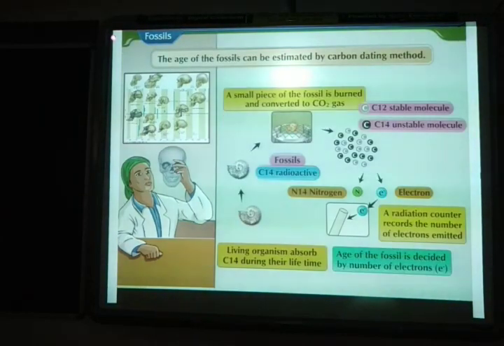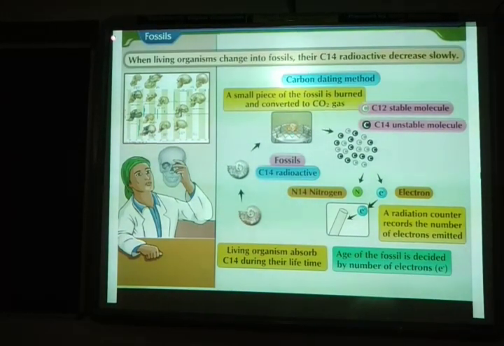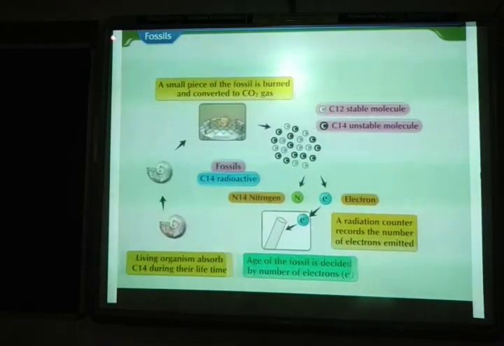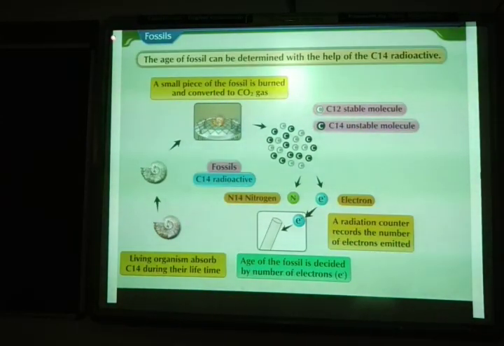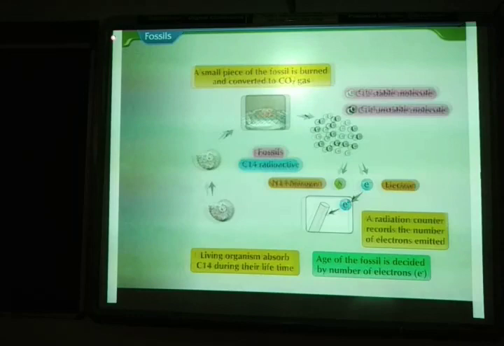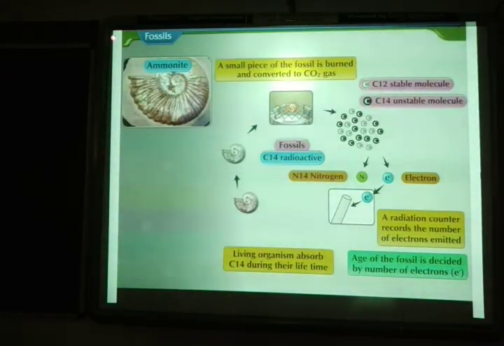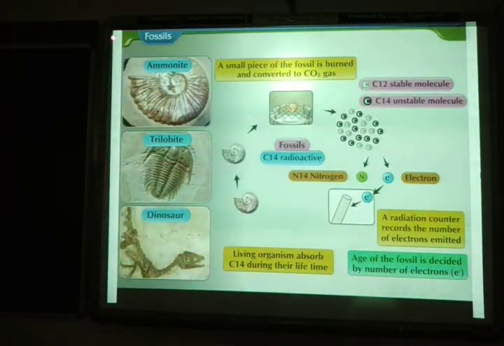The age of the fossils can be estimated by the carbon dating method. When living organisms change into fossils, their C14, carbon-14, radioactivity decreases slowly. Thus, the age of a fossil can be determined with the help of the C14 radioactivity. The age of ammonite, trilobite and dinosaur is determined by this process.